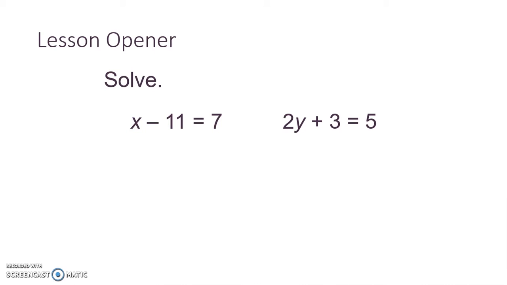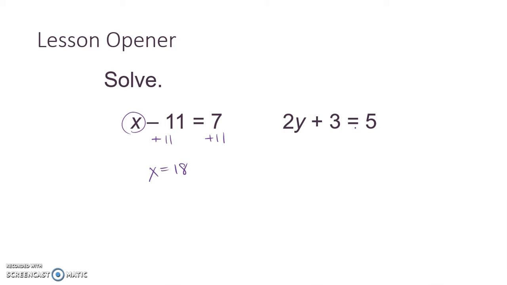So first off, in a 1-step equation, remember we're just wanting to isolate our variable. So we are doing x minus 11, so we want to do the opposite or the inverse, which would be adding 11 to both sides. What you do to one side, you must do to the other. We end up with x equals 18.